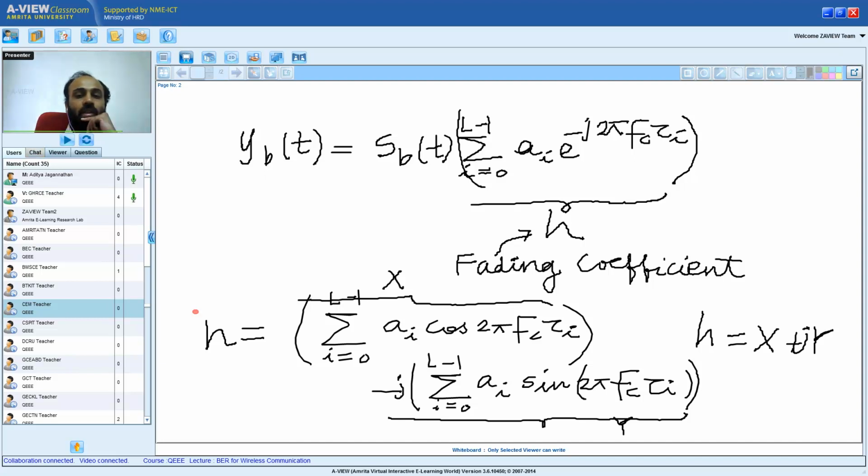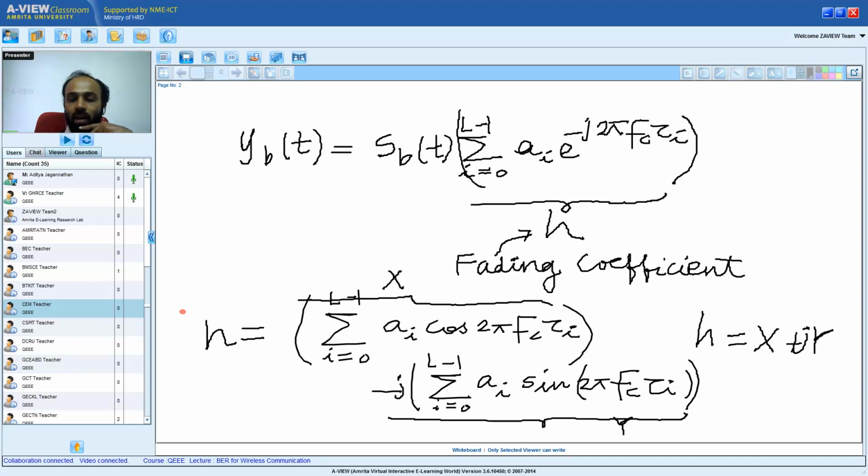Okay, very good. Now we have said these coefficients a_i and these delays tau_i are random in nature, right? So we have to model them as random variables. Everyone following what I am saying? Depending on the wireless scenario, these multipath attenuations and delays are random in nature, so we have to model them using random variables. Are you familiar with random variables? Yes, sir.